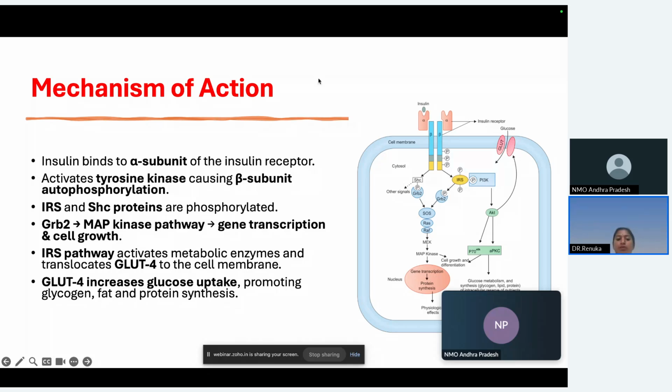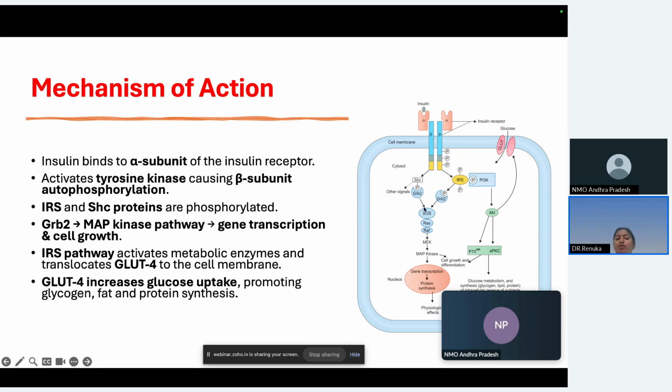Mechanism of action. We will just see the mechanism of action. Insulin binds to the alpha subunit of the insulin receptor. This is the insulin receptor. You can see insulin is binding to the alpha subunit. This activates the tyrosine kinase, causing the beta subunit to undergo autophosphorylation. And then IRS and SHC proteins. There are two types of proteins, IRS and SHC proteins.